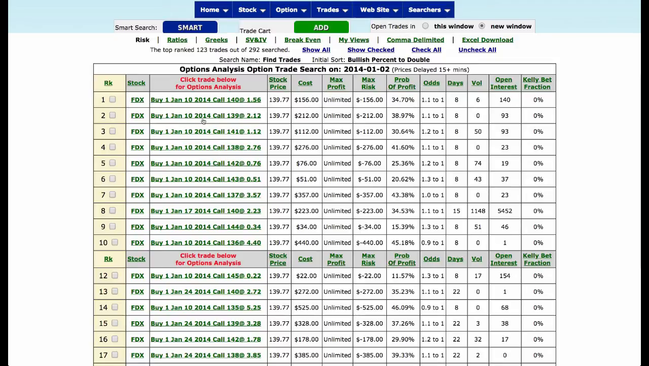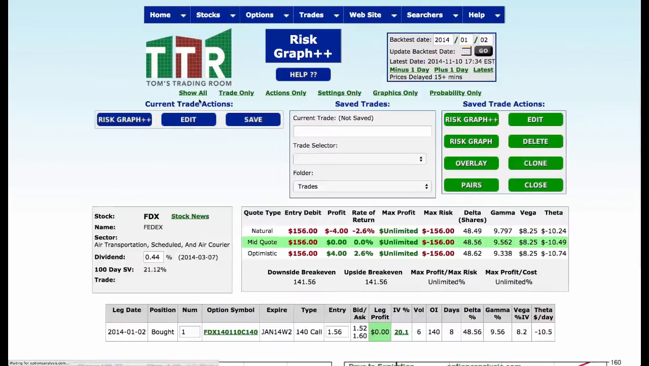What it's telling us is the January 2014, the 140 call is trading for 156 right now. This is the first trade, the one that I'm probably the most interested in looking at. So I'm going to click on it. It's going to give me that risk graph. It's going to show me what this particular trade looks like in terms of risk and reward. We're talking about spending $156, or $1.56, on the call option.